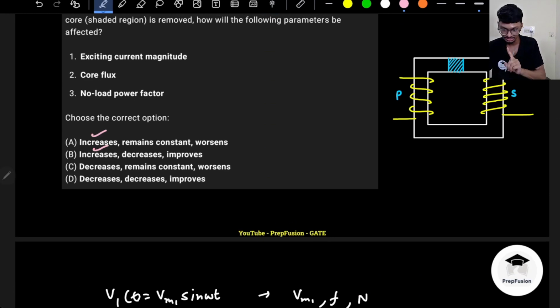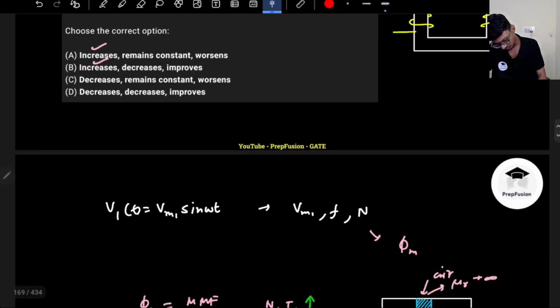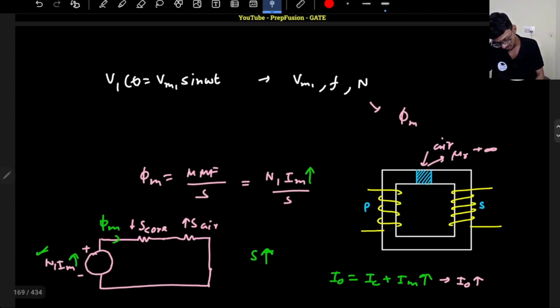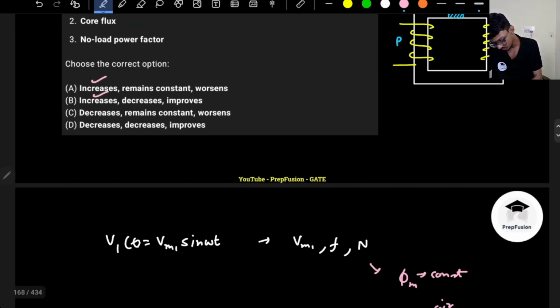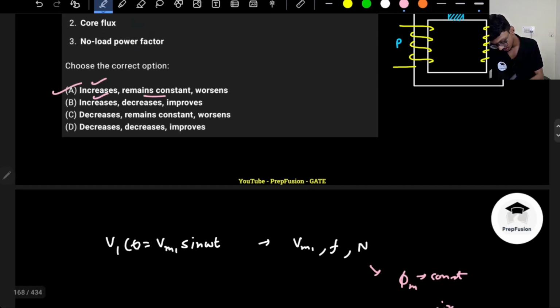So the first two options can be correct options. Let's read the next one. Core flux. Core flux remains constant. Already discussed, right? Core flux will not change. Core flux will be constant. So only option A will be correct. Let's read the last one.